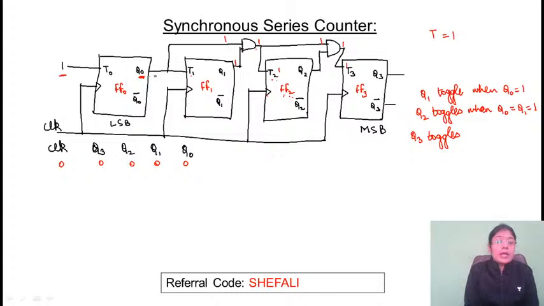यहां से 1 कब आएगा? जब Q0 and Q1 दोनों 1 है, and Q2 needs to be 1. This means that Q3 will toggle when Q0, Q1 and Q2 are 1. Is this clear? Because if this is clear, then easily we can construct the truth table.